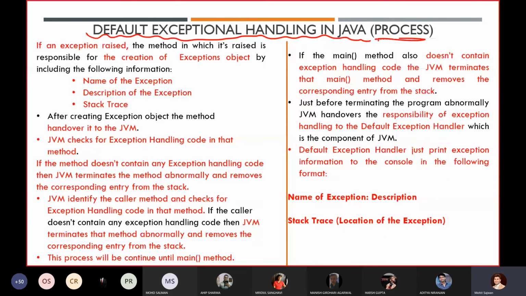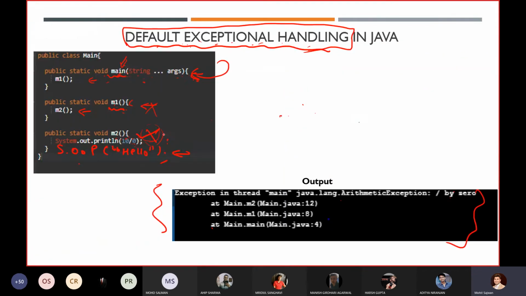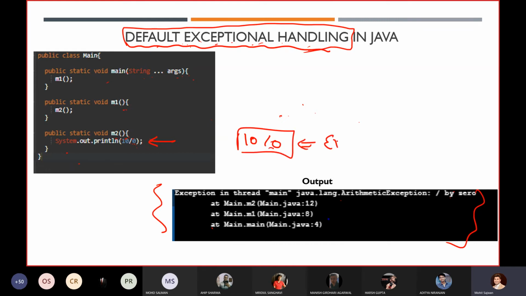The entire process I'm going to tell you. If an exception is raised, let's talk it out with this example, and we will go through the entire process of exception handling in our Java programming language. So we got an exception over here. Is 10 divided by 0 what? We got an exception.